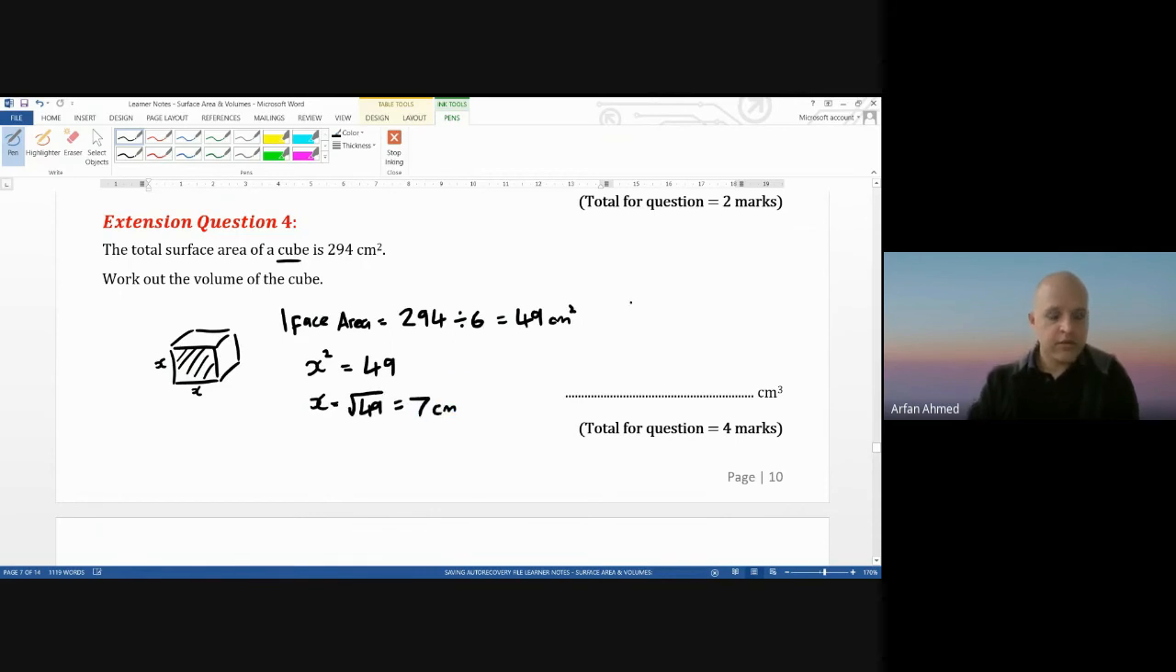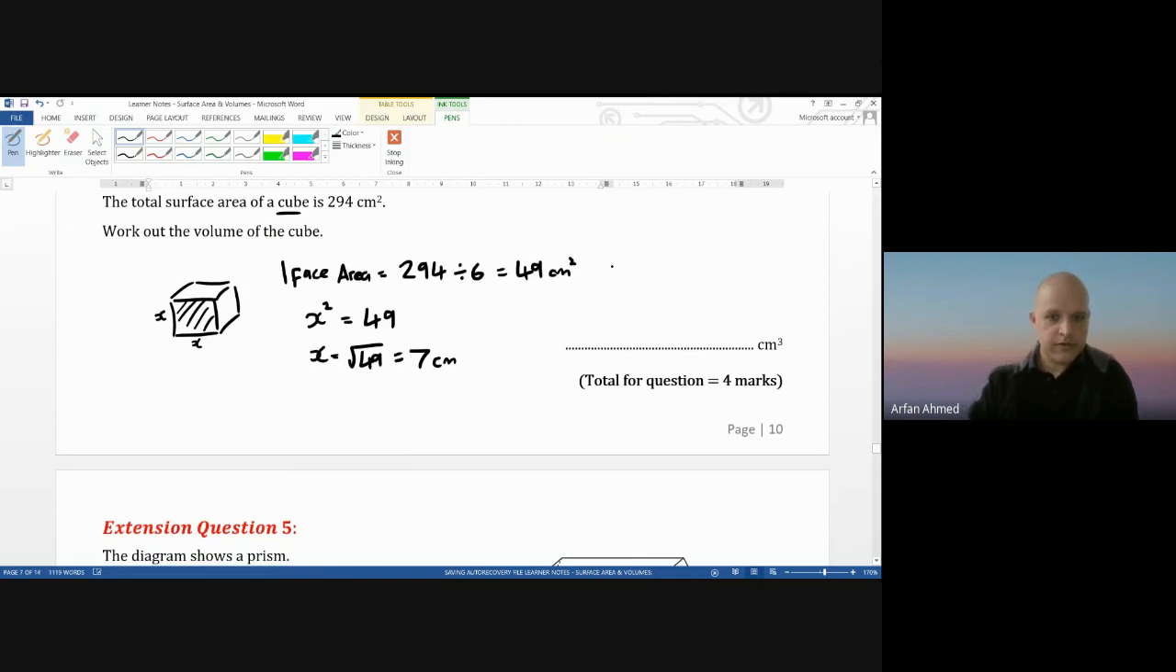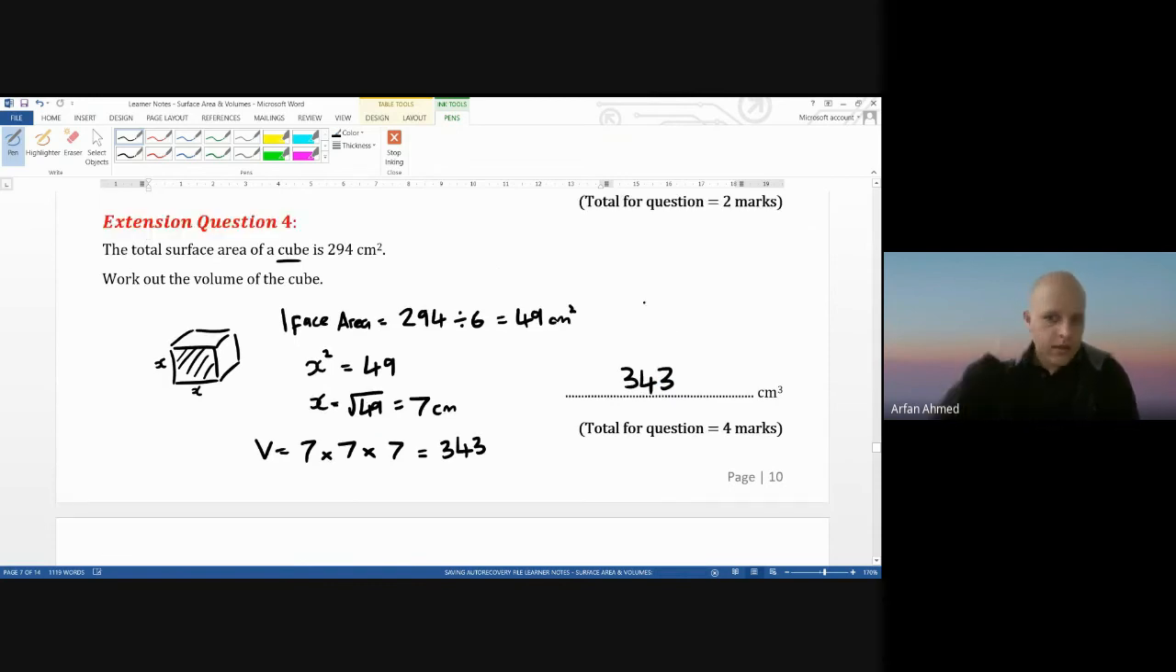centimeters. So now we can work out the volume. That's 7 times 7 times 7. Yep, if it was a cube, let's multiply all 3 dimensions. 343. That's going to be centimeters cubed. Yep, 4 marks for that. That's pretty good.